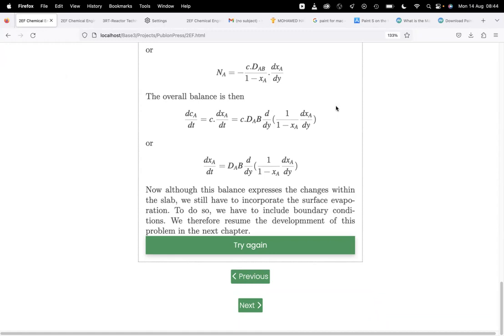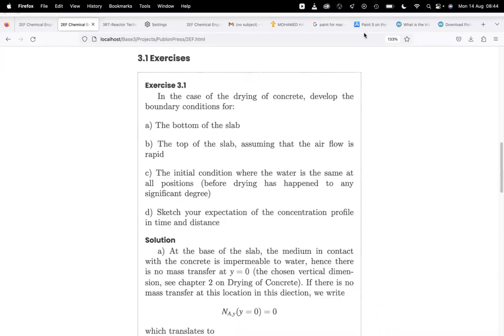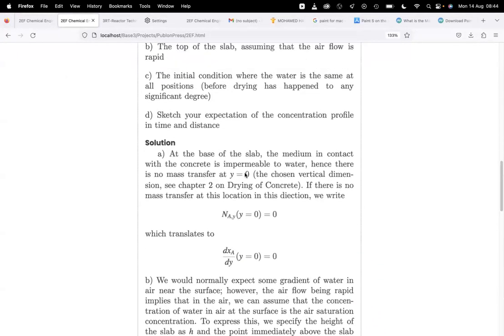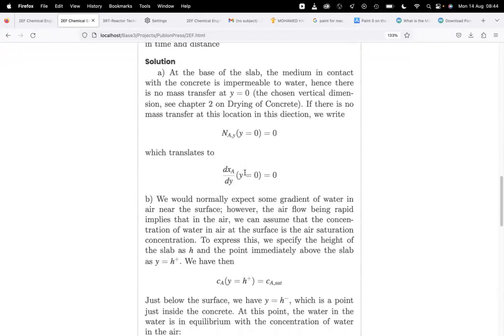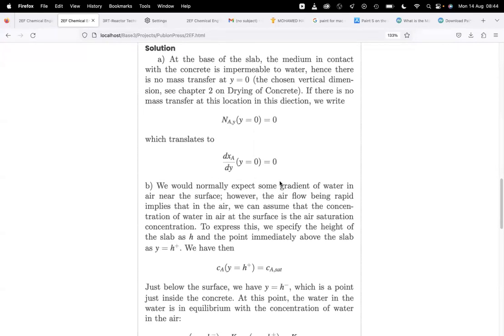Okay. Then if you look also at the update to chapter 3, if you look under the exercises, here's the slab. We have that at the base, there's no mass transfer there. So the molar flux is 0 at the base where Y equals 0. And so if we substitute for Na, if that's the mass flux, then that tells us that the gradient of X in Y is equal to 0. So that's the first boundary condition.